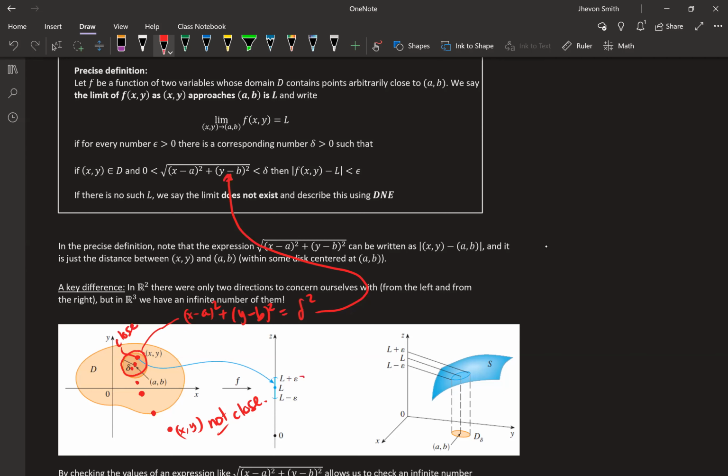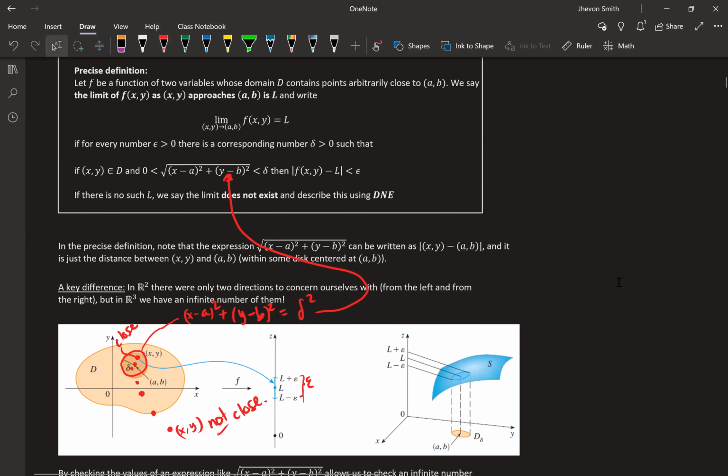How close? Within epsilon close. So once your points get inside the circle of radius delta, that's close to (a, b), your outputs would get very close to the number L. It'll be L plus or minus a little bit, and that little bit is called epsilon. That's the backwards E.